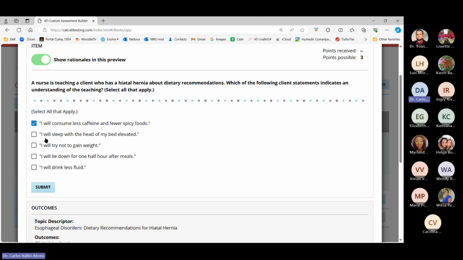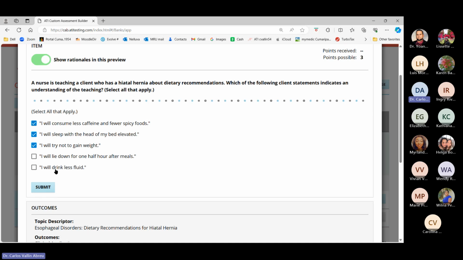Well, it is correct. I will sleep with the head of my bed elevated. This is correct. I will try not to gain weight. It is correct. Gaining weight when you have a big belly pushes your stomach. It's like pregnancy, and then you have reflux. I will lie down for 1.5 hours after meals.